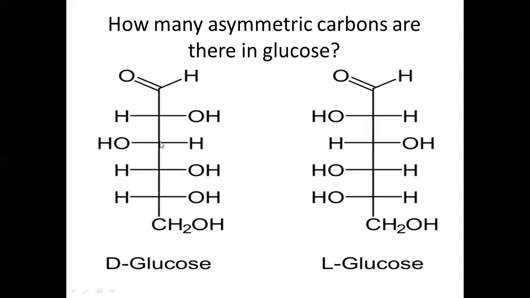So carbon 2 and carbon 3. Then carbon 4 is also asymmetric as well. So it has hydrogen, hydroxyl group, this entire group, and also this entire group. Carbon 5 is also asymmetric because it is connected to hydrogen, the hydroxyl group, this group, and also this group. However, when you look at carbon 6, it is not asymmetric.